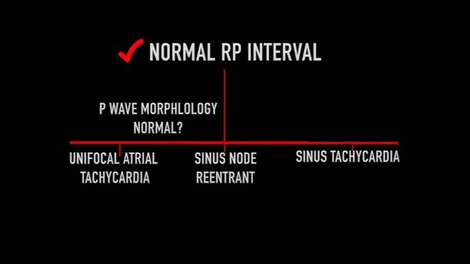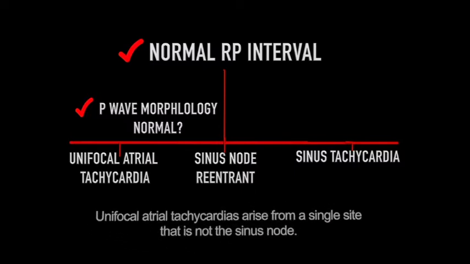If the RP interval is normal, look to see if the P waves are upright in leads 2, 3, and aVF. These leads should be upright. If not, it suggests that atrial depolarization is not coming from the sinus node. Unifocal atrial tachycardias arise from a single site within the atrium that is not the sinus node.